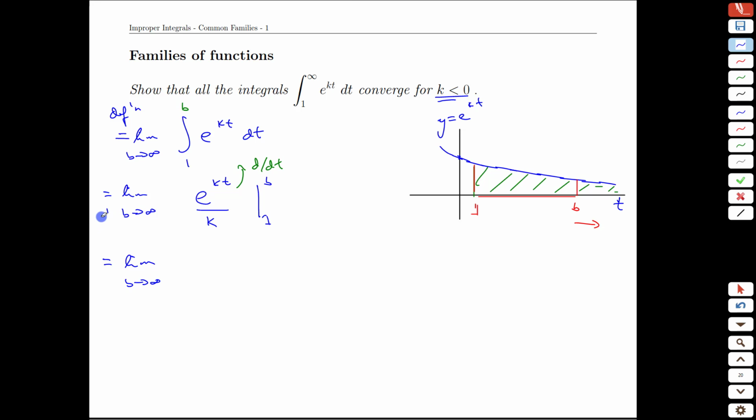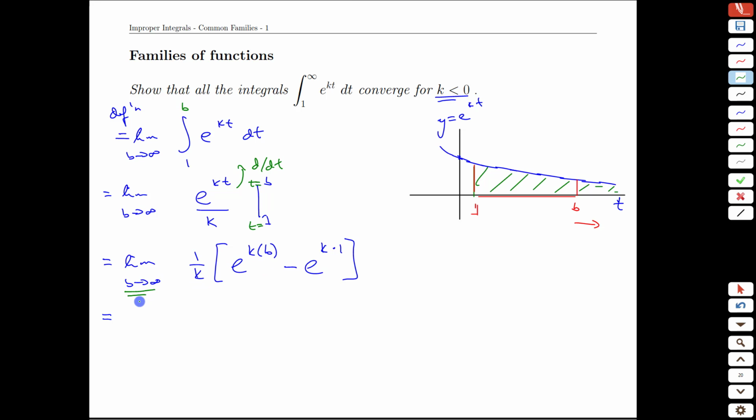So we keep going here, copying the limit down, and we're going to sub in the b and the 1 now. Keep the 1 over k out front. We'll have e to the k, and remember these are t values, so we're replacing the t inside the exponent there, minus e to the k times 1. And that now is pretty much done. There's not a lot of simplification we can do.